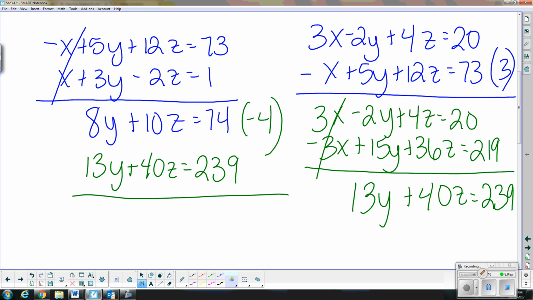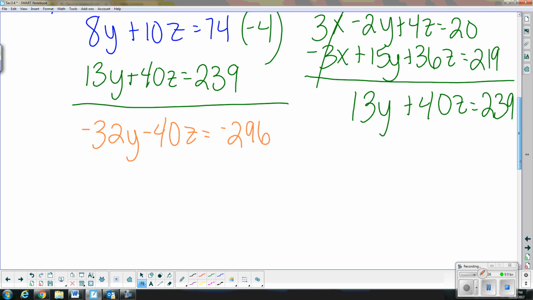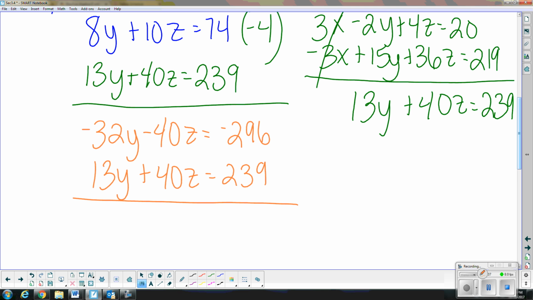Okay, so I'm going to rewrite these. 8y times negative 4 is negative 32y minus 40z equals negative 296. And then my second one is 13y plus 40z equals 239. Add these two together. My z's cancel out. Negative 40z plus 40z is 0z.